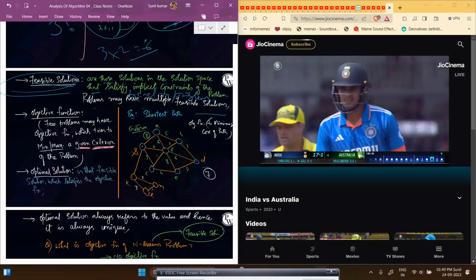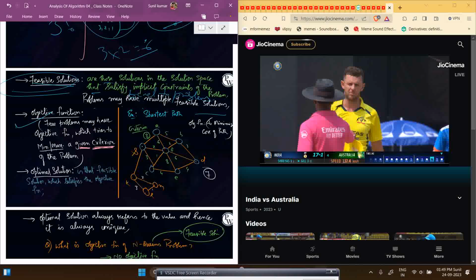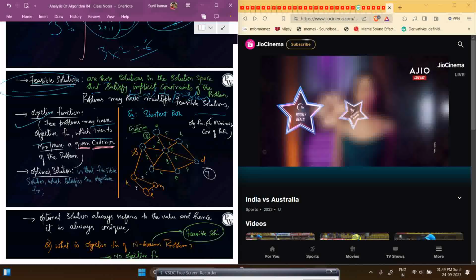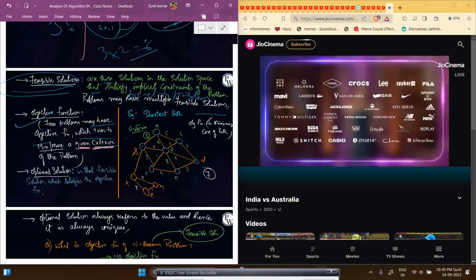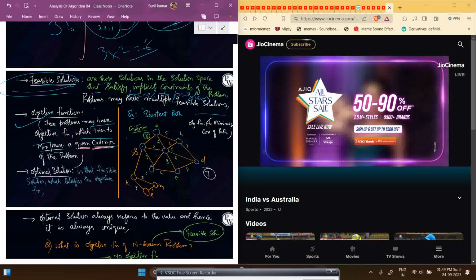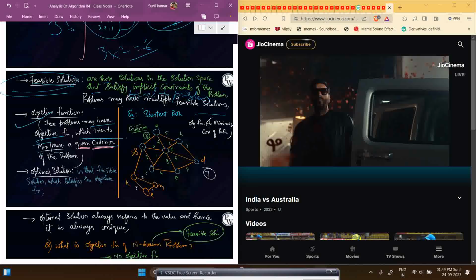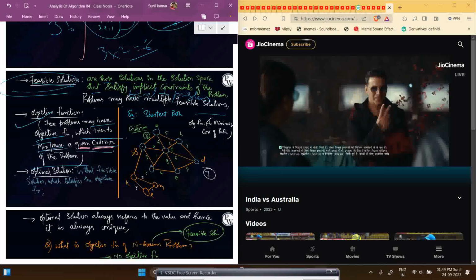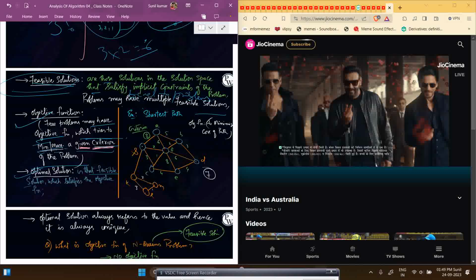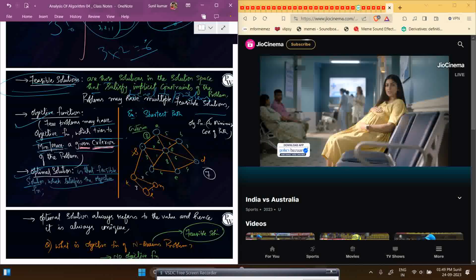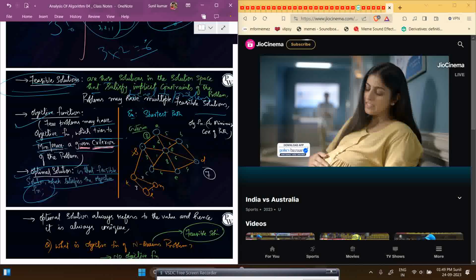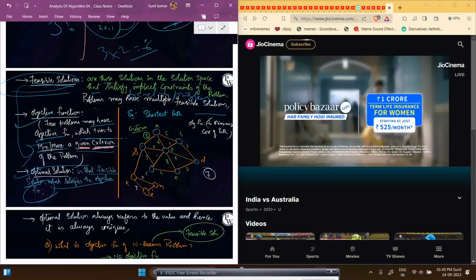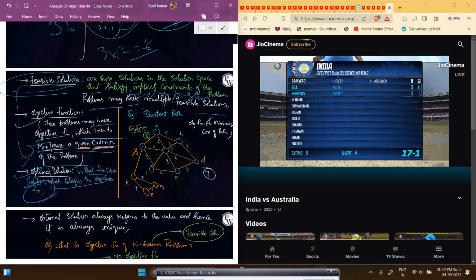Objective function: a few problems may have an objective function which tries to minimize or maximize a given criteria of the problem. The optimal solution is that feasible solution which satisfies the objective. A problem may have multiple feasible solutions also.